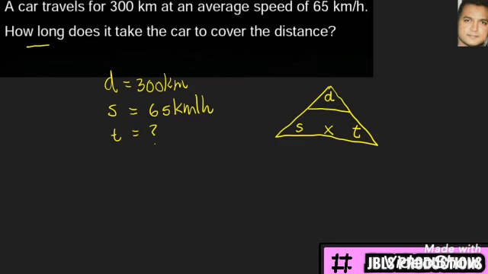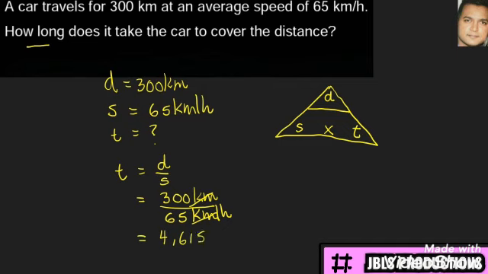So let's write this down. Time is equal to distance over speed. So let's substitute our information. We have 300 kilometers over the speed, which is 65 kilometers per hour, and our final answer will be in hours because the kilometers will cancel itself out. And this brings us to a final answer of 4.615 hours.